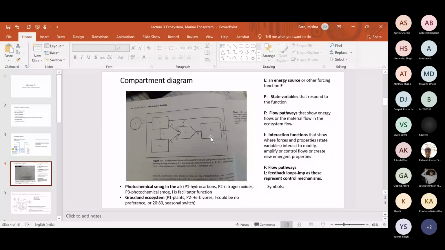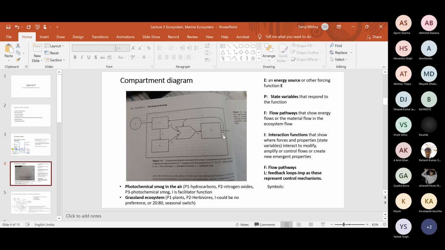And at every point, F1, F2, F3, F4, F5 are the energy flows. That is how much of that energy is going to flow to the next variable, which you have here.